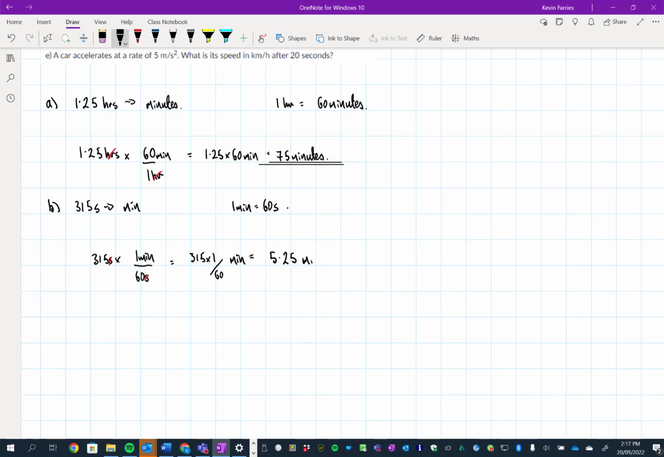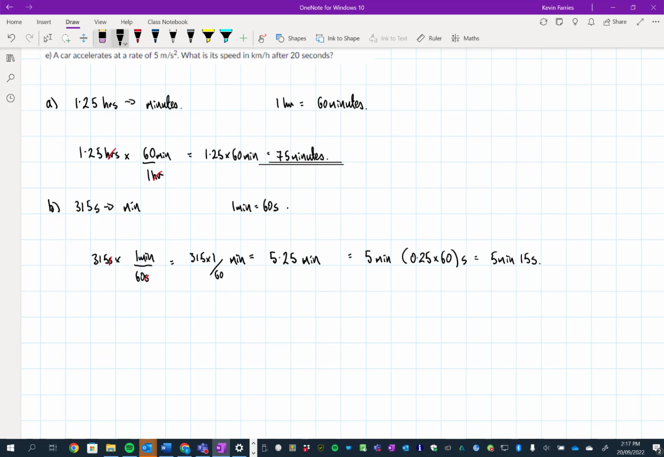Now again, this doesn't mean 5 minutes and 25 seconds. It means 5.25 minutes, 5 1/4 minutes, 1/4 of a minute is 15 seconds. So there might be times where you want to write it like that. So it's the same as 5 minutes and 0.25 times 60 seconds is what 1 minute would be, which would be equal to 5 minutes and 15 seconds.